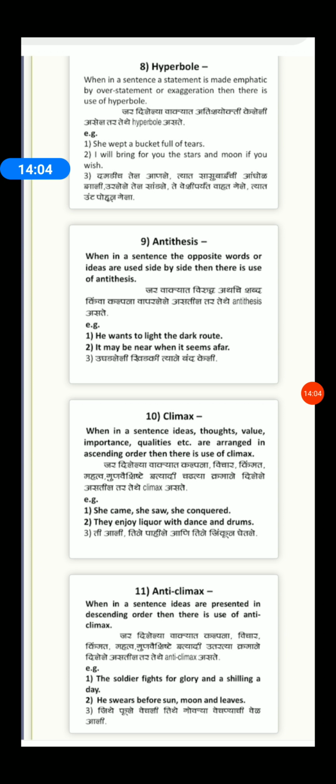He swears before sun, moon and leaves. Sun, moon and leaves, these words are used in descending order, so there is the anticlimax figure of speech. जिथे फुले वेचली तिथे गोवऱ्या वेचण्याची वेळ आली. Here also is the anticlimax figure of speech.